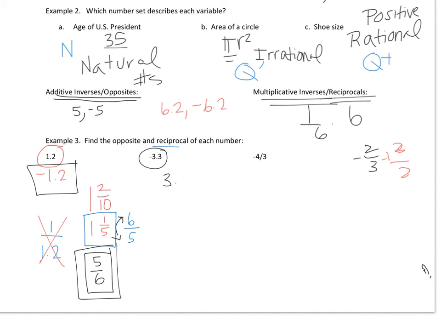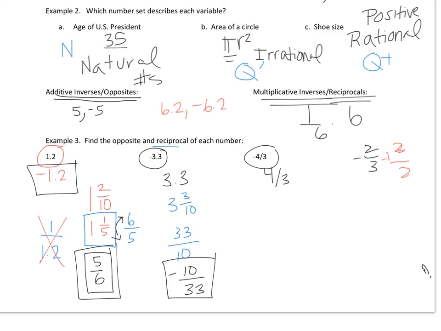This is the opposite, and I'm going to use the same technique again. So this is 3 3/10, which is 33/10. And now I'm going to flip it over. So the reciprocal is 10/33. Negative, because the original one was negative. The opposite of negative 4/3 is 4/3. So the reciprocal of this one is negative 3/4.